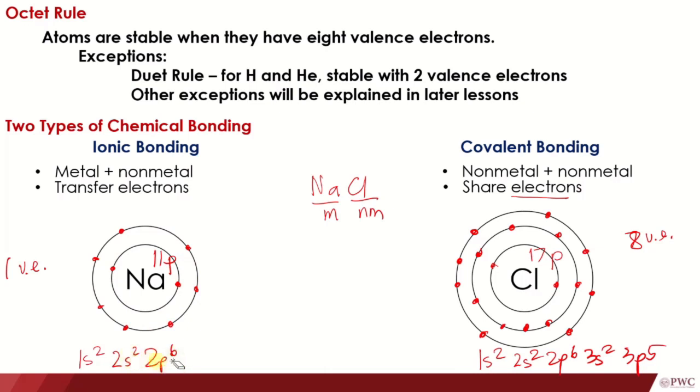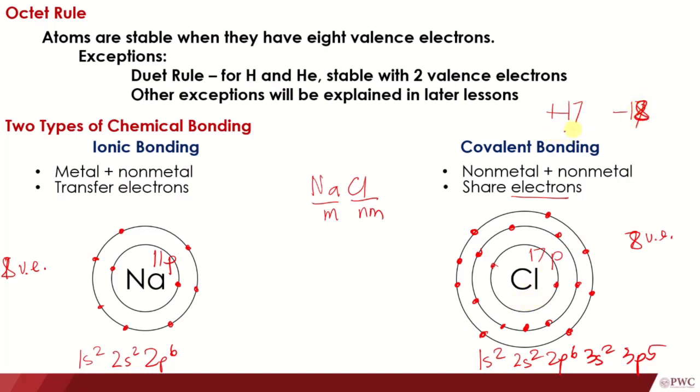And the 2nd energy level has 2 plus 6. It now has 8 valence electrons. So after the transfer of electrons, it has 8 valence electrons. So in this case, both of the atoms are now happy or stable. And if we go back here, this Cl has gained 1 electron. Before the transfer of electrons, it has 17 protons and 17 electrons. But after gaining an electron, that's plus 1, it means 18 electrons.